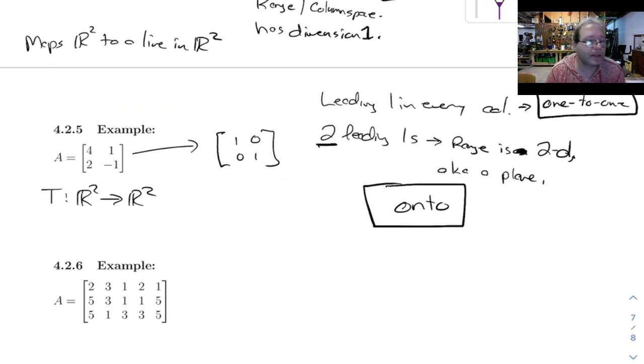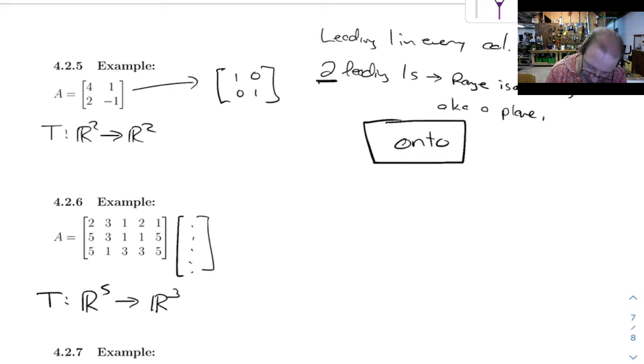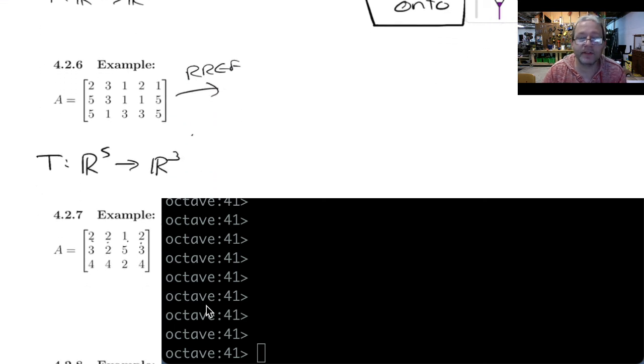All right, let's look at this next one. This one, let's see, if we were looking at this, it would map R5 to R3. Because you can multiply this by something with 5 guys in it, and then you get 3 there. So let's look at its reduced row echelon form. I'm going to get Octave to do this one for me. I have this in here as A6.